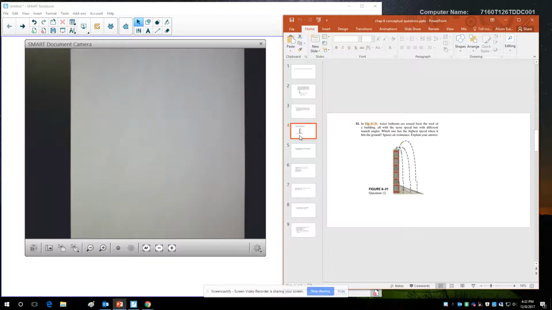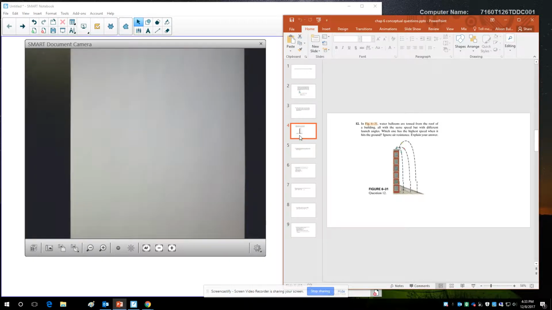an easy to understand concept that we're going to go ahead and start talking about it now. I hesitate to say easy to understand, but I think the concept of conservation of energy is something that we've already thought a lot about living on Earth as people, especially AP Physics students. So water balloons are tossed from the roof of a building, all with the same speed, but with different angles. Which one has the highest speed when it hits the ground?